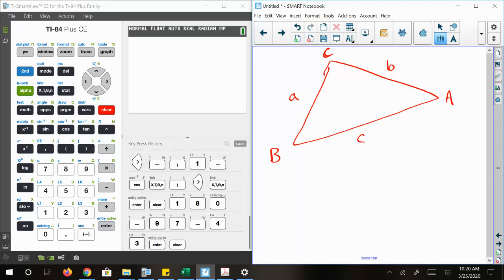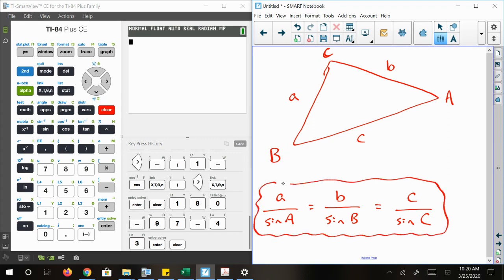And here's what the law of sines tells us. It tells us that side A divided by the sine of angle A is equal to side B divided by the sine of angle B, which is equal to side C divided by the sine of angle C. Okay, so this is the law of sines.